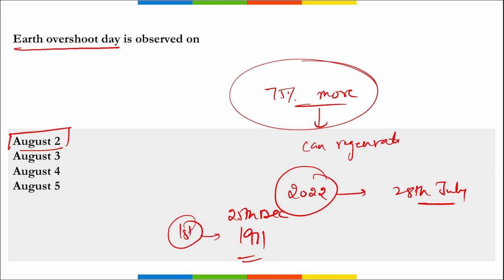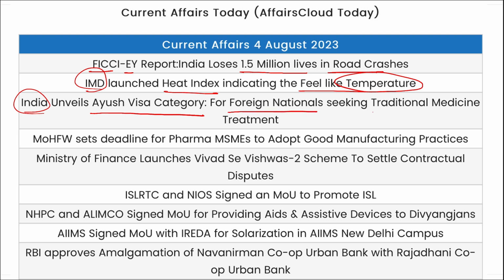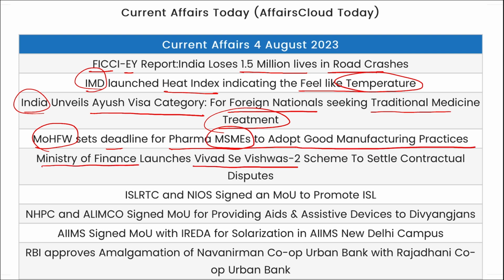Next. So friends, these were your important current affairs for the day. Now let's go for a quick revision. FICCI and EY report released that stated almost 1.5 million lives are lost in road accidents. IMD has launched a heat index indicating the feels-like temperature. India has unveiled the Ayush Visa category for foreign nationals seeking traditional medicine treatment. Ministry of Health and Family Welfare has set a deadline for pharma MSMEs to adopt good manufacturing practices. Ministry of Finance has launched the Vivad Se Vishwas 2 scheme to settle contractual disputes.